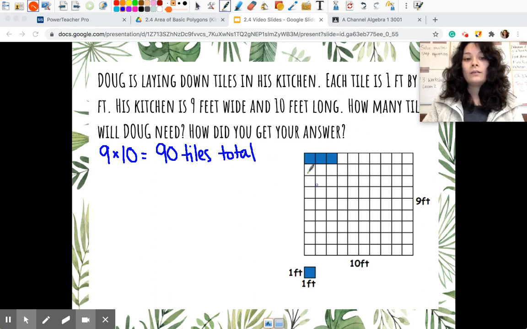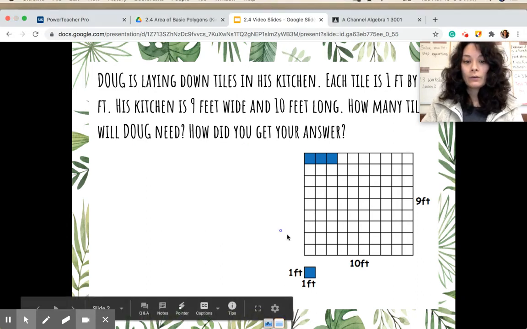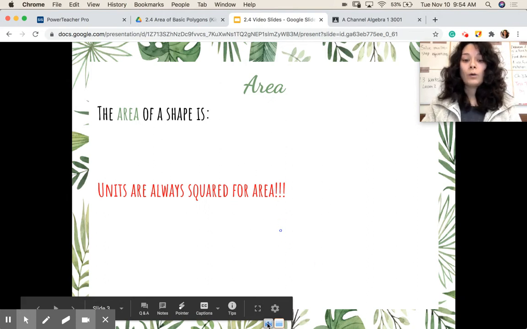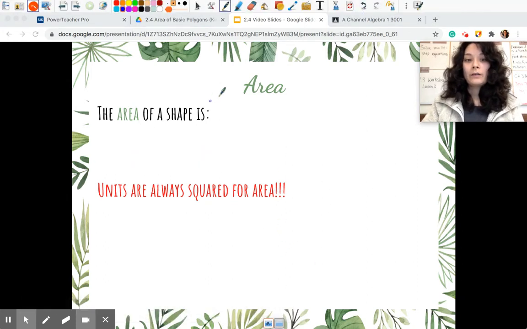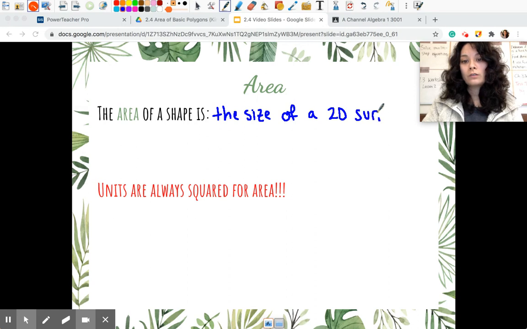Okay, so in a previous lesson, you learned that perimeter is the length around a shape. The area is how much space that shape actually takes up. So let's go ahead and go to the next slide and define what area is. Take a moment to write this in either your printed notes or in your notebook. Area. The area of a shape is the size of a two-dimensional surface. Okay, in other words, it's how much space that shape takes up.